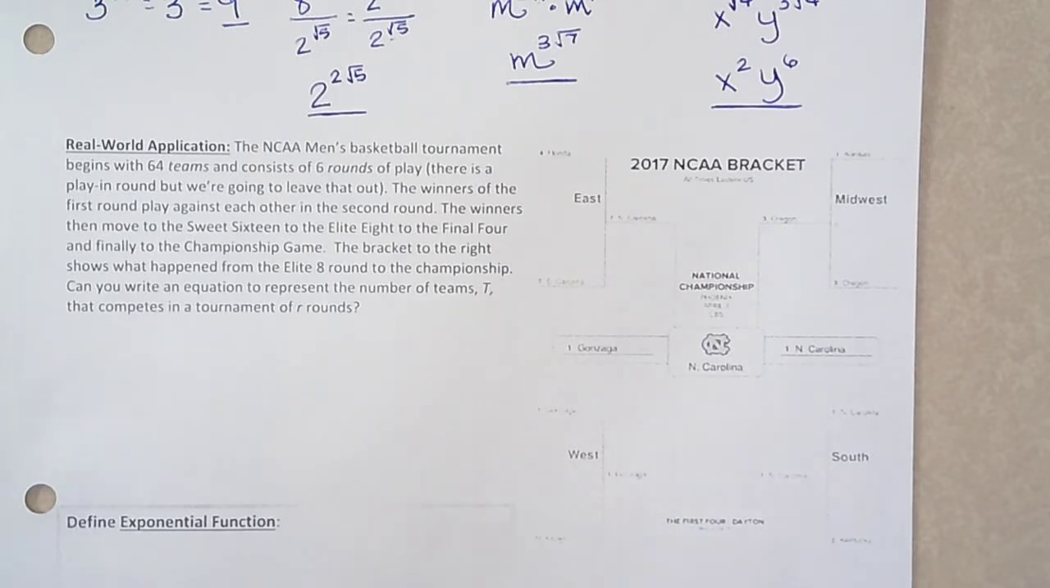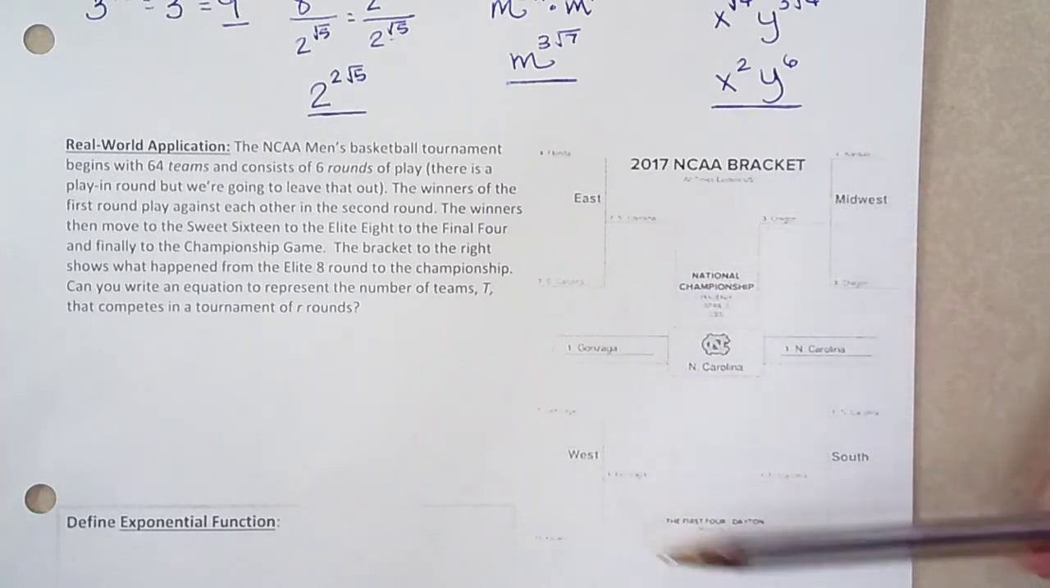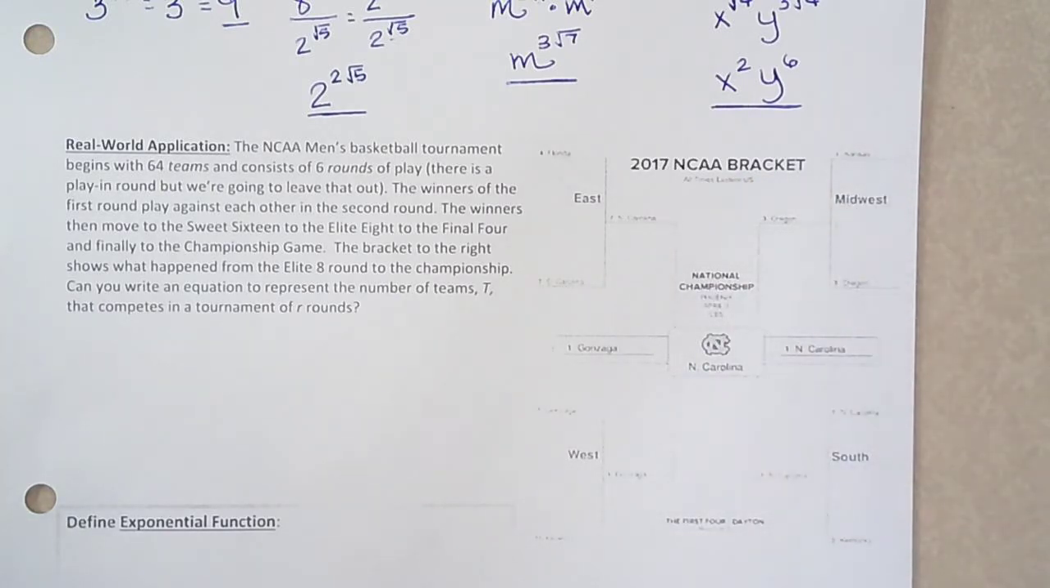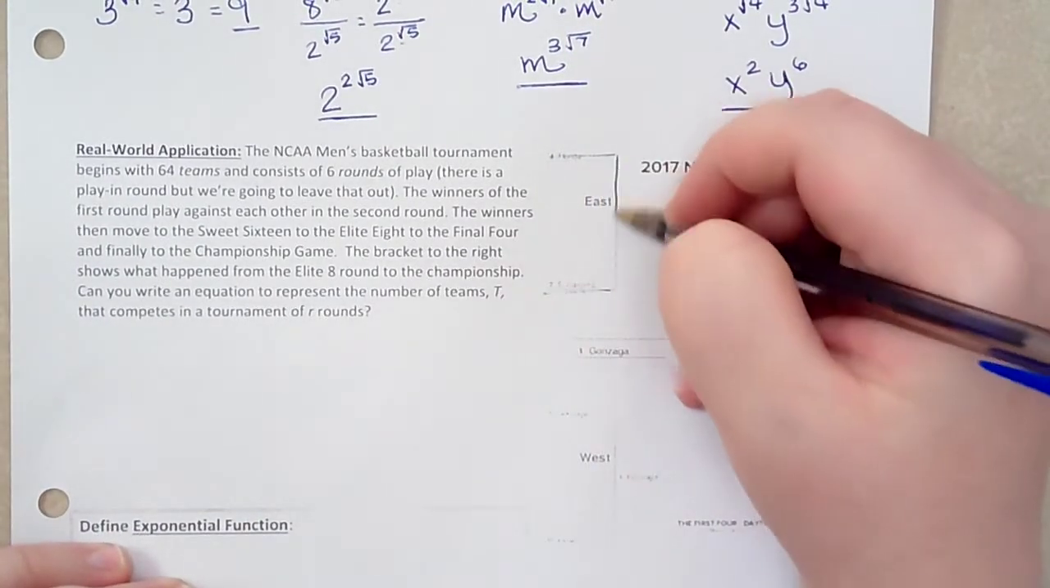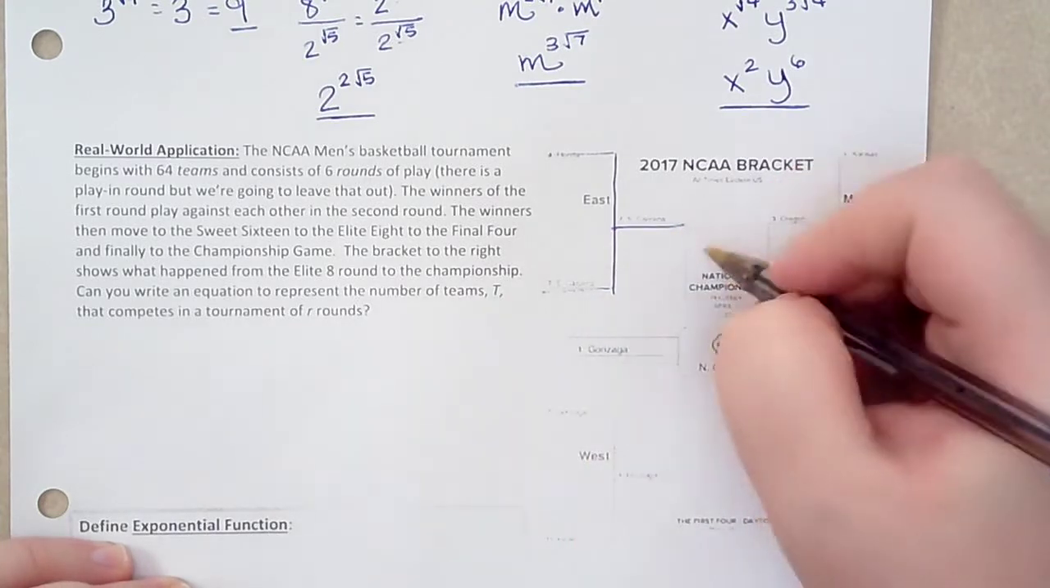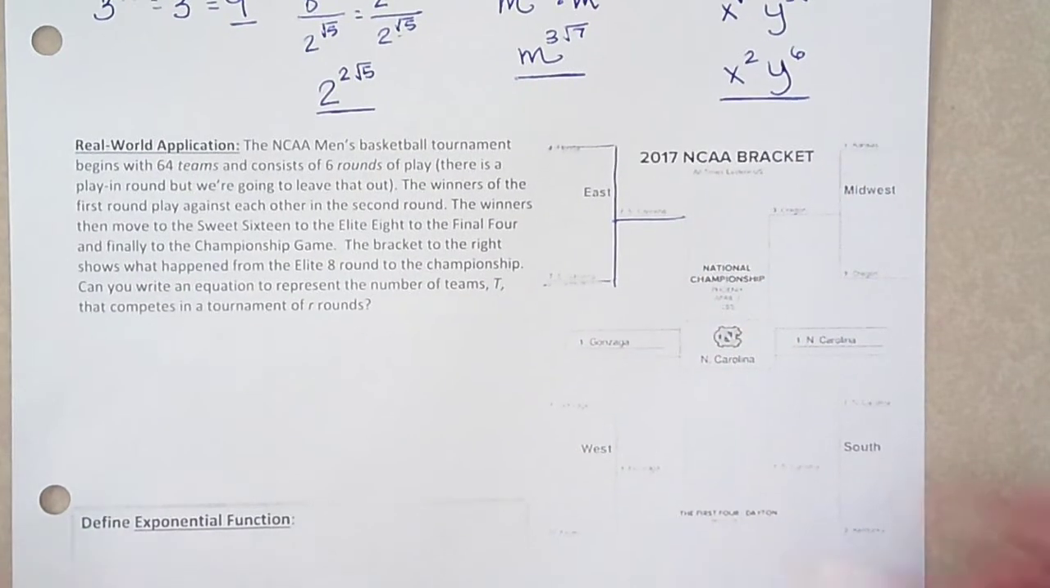We're going to leave that out. And essentially, the bracket to the right is going to show what occurs. Now, I know it's hard to see, but again, you could Google it. You get the idea here that 2 teams play, then 1 team plays the winner of the next one. It goes on. So can we write an equation to represent the number of teams, T, that competes in a tournament of R rounds?